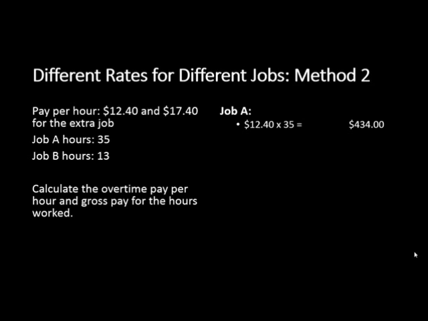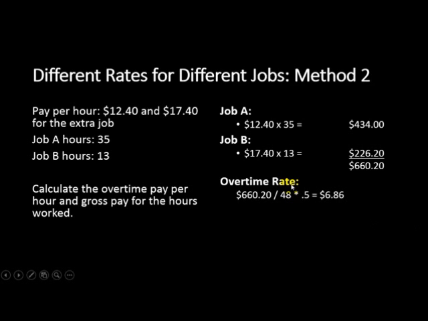Method 2. Job A has regular pay of $434. Job B, regular pay is $226.20. For total regular pay of $660.20. Overtime rate is calculated by taking the regular rate, dividing by 48, and multiplying by 0.5 to determine that $6.86 is the overtime rate per hour.